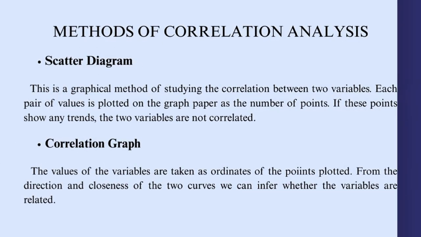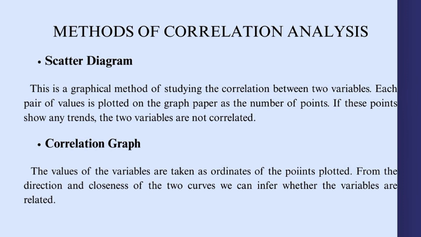The next topic is all about methods of correlation analysis. The first method of correlation analysis is the scatter diagram. This is a graphical method of studying the correlation between two variables. Each pair of values is plotted on graph paper as a number of points. If these points show any trend, the two variables are correlated.